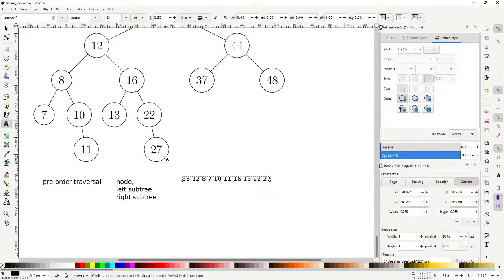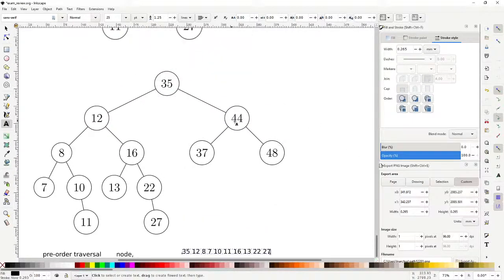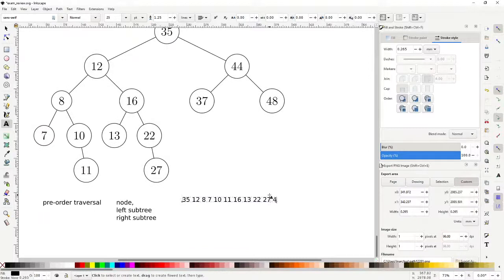Now, here's the thing to realize. We don't visit 22, 27 because we visit this node, and then we visit, like, we don't visit 16 left, right, and then we visit the children, right? If this had a child, we would have visited it first, which is usually the mistake that people were making. Okay, and then finally we pop all the way back up to here, and here we do 44, 37, 48. Okay, so that's it.